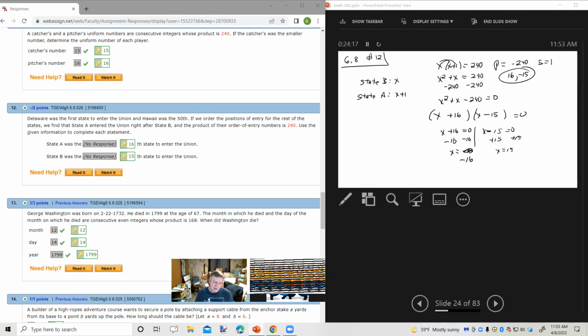All right. So again, notice that the entry order of states wouldn't be expressed as negative numbers. It would be positive. So this is going to be 15 and this is going to be 16. But notice how they're labeled here. State A was the 16th. So that first one would be 16th. State B was the 15th. Okay.